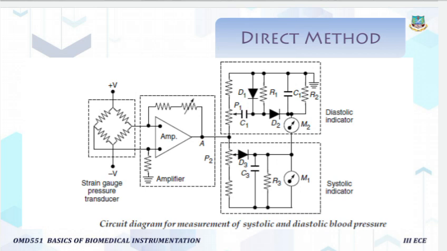The systolic pressure is displayed using M1, and the diastole pressure is displayed using M2. So the M2 reading is equal to the peak systolic value minus the peak to peak pulse pressure value. These all come under the measurement of systolic as well as diastolic blood pressure.